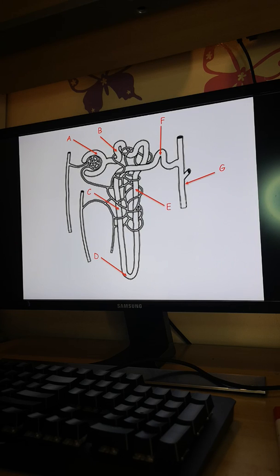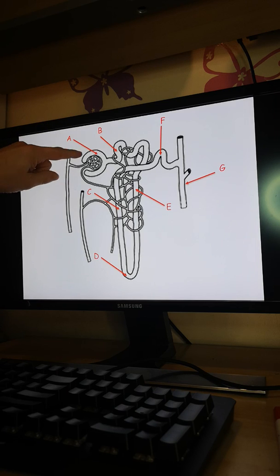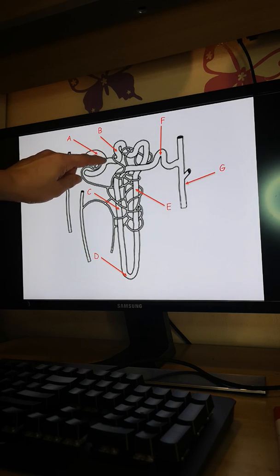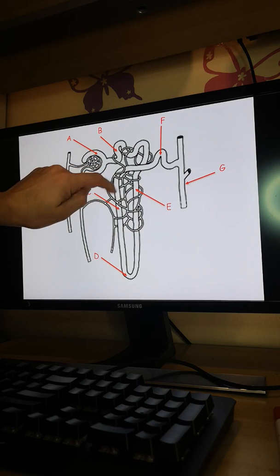Okay, so by now we should have labels on this diagram, hopefully. So we're looking first of all for this structure here, A, which you should have labelled as the Bowman's capsule. You can see that this network of capillaries sits within that Bowman's capsule. That's the glomerulus, but we're looking at A, so that is the Bowman's capsule. So that's the first part of the functional unit, which is the nephron.